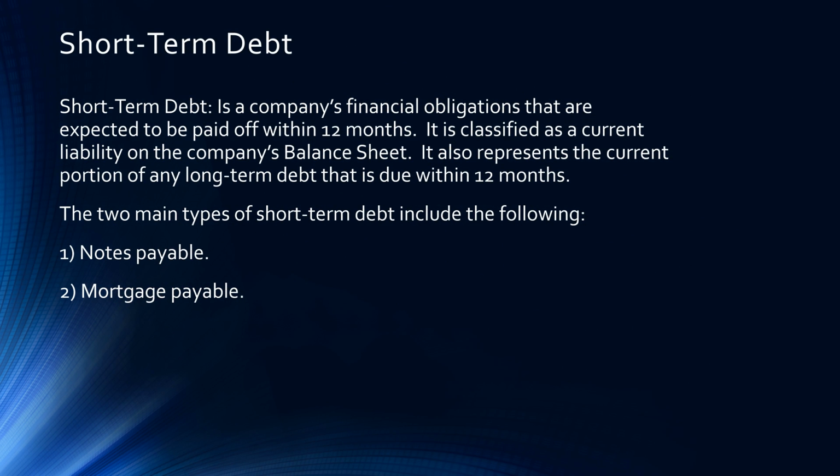So we'll start off with short-term debt. Short-term debt is a company's financial obligations that are expected to be paid off within 12 months. It is classified as a current liability on the company's balance sheet. It also represents the current portion of any long-term debt that is due within 12 months. The two main types of short-term debt include the following: notes payable and mortgage payable.